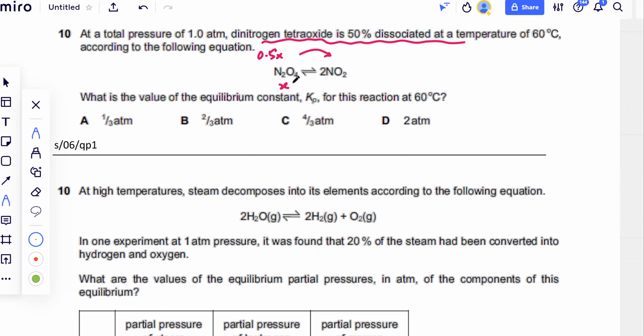So you're left with how much? At equilibrium, you're left with 0.5x, right? So these are your equilibrium moles. And if 0.5x reacts, on the other side, how many moles would be produced? It's 1:2, so 1x would be produced. Is this clear?